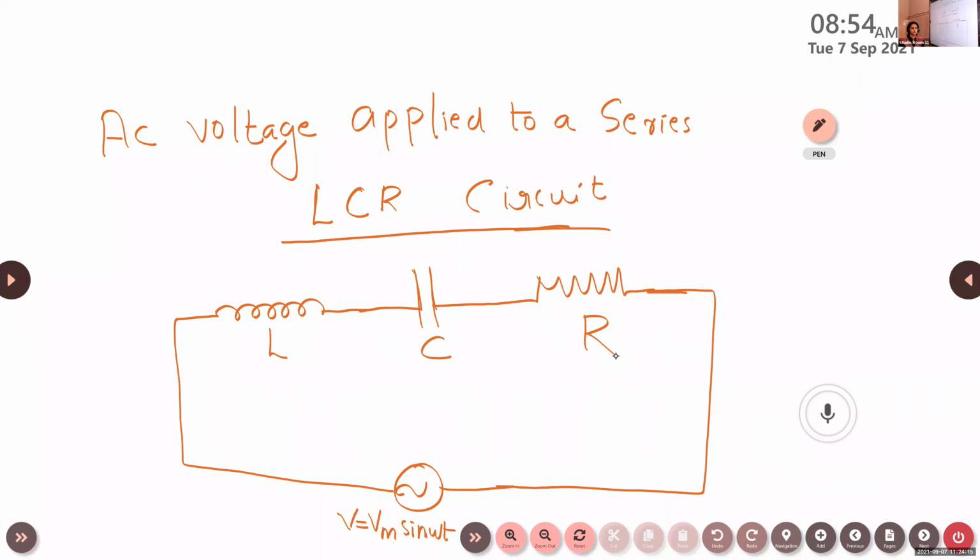In the very beginning of the class, we discussed the different cases that happen when an inductor, capacitor, or resistor is connected separately to an alternating source of EMF V = Vm sin ωt. But now we are going to combine all these three components in an electric circuit in series, and apply an alternating source of EMF V = Vm sin ωt to the circuit.